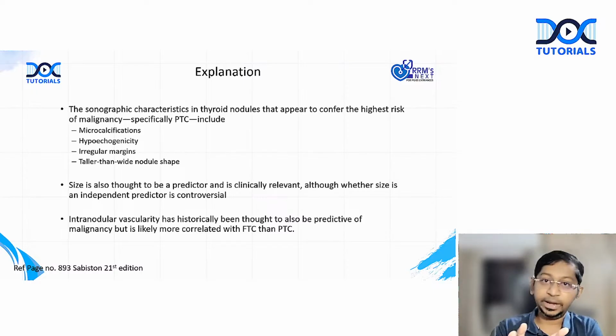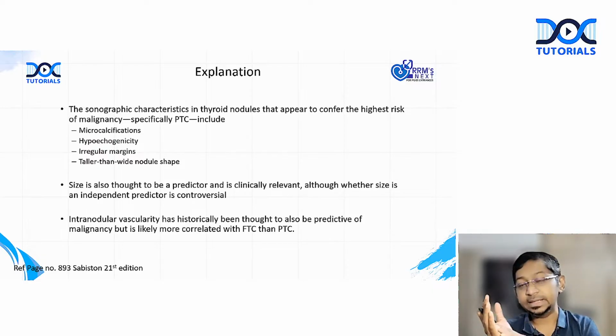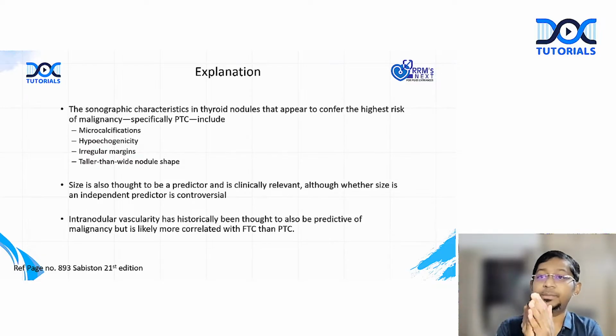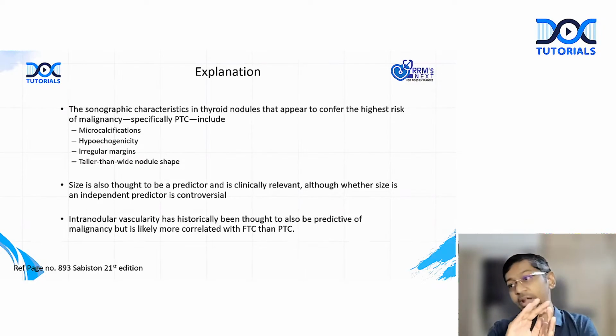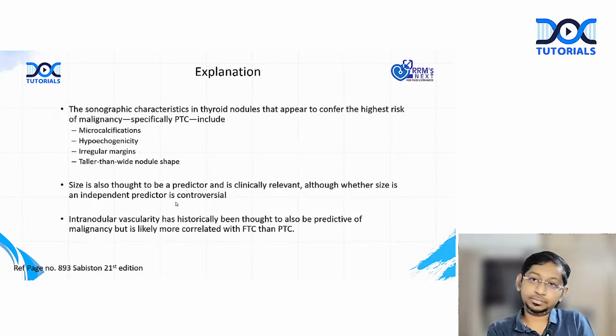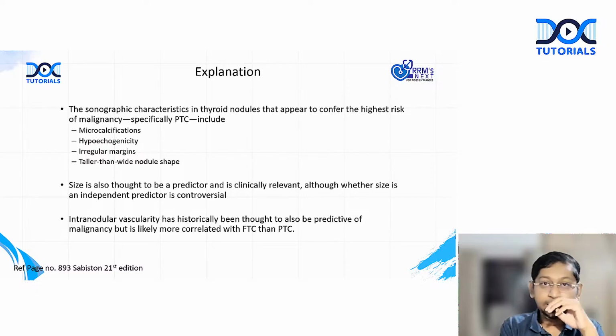Size may also be a predictor, more than 4 centimeters, again pointing more towards malignancy, but not a definite specific predictor. Intranodular vascularity previously was thought to predict malignancy, however, in papillary thyroid cancer, we don't find that kind of raised vascularity. Maybe in follicular thyroid cancer, the intranodular vascularity may be predictive, but it is not nowadays counted as a significant risk characteristic of cancer.